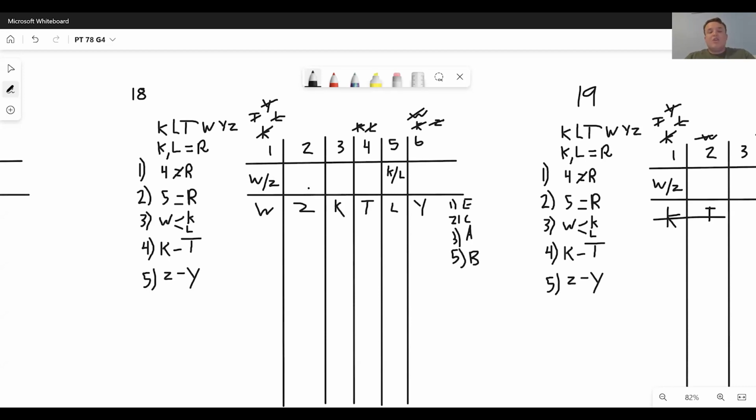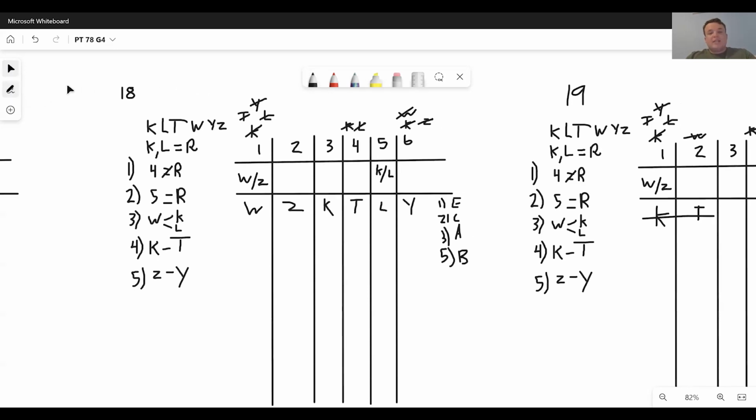And then another tip that I like to do is include the correct answer in my game. So I know WZKTLY fits in the game, it's a legal game, because it was the answer choice for this first one. So next, let's move to 19.